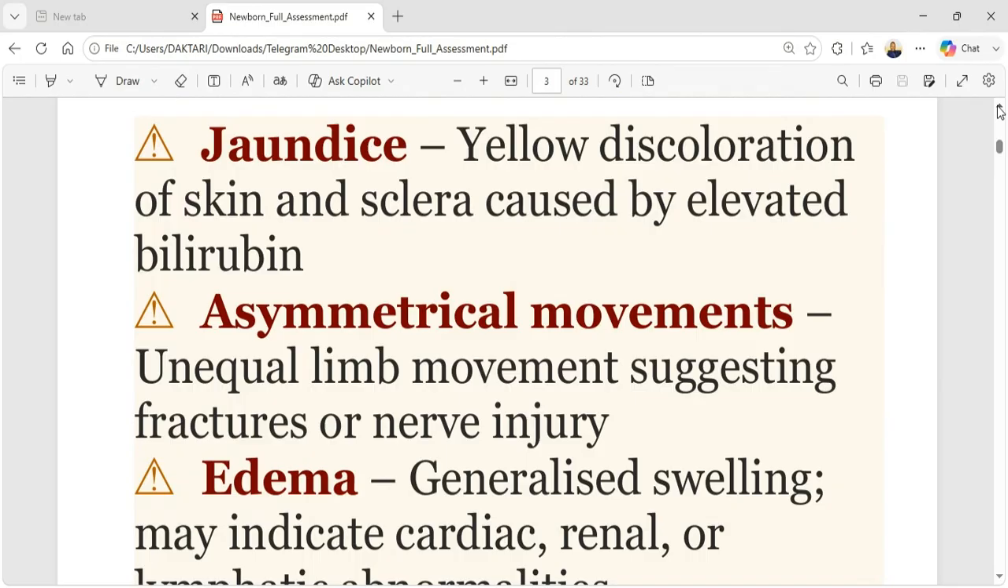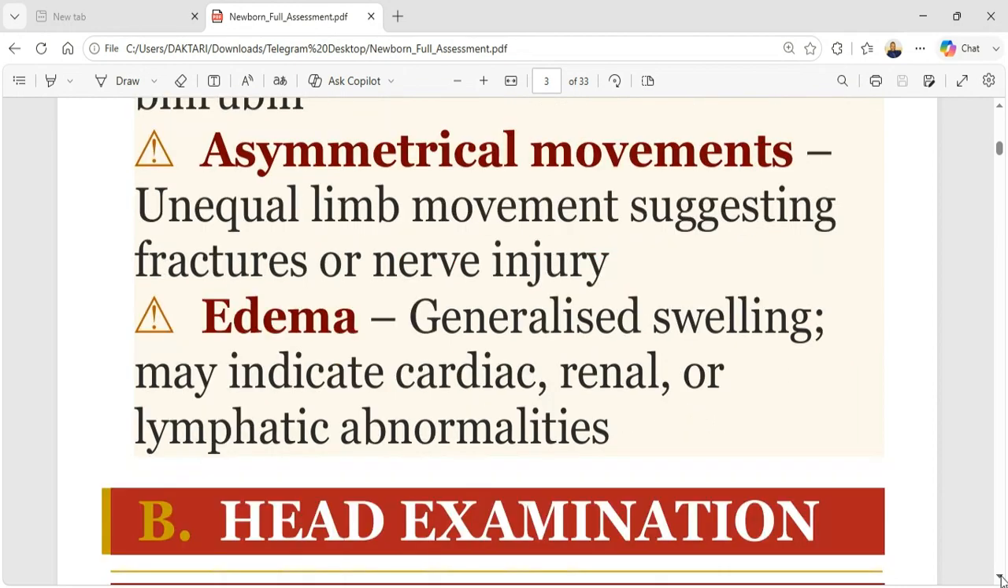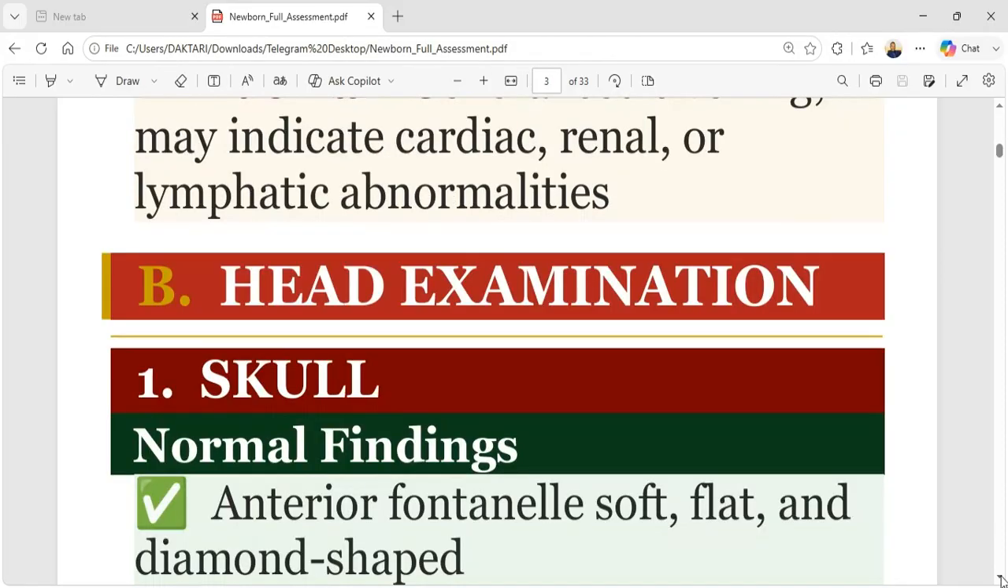we also manage accordingly. So we have asymmetrical movements, unequal limb movements suggesting fracture or nerve injuries. If the baby is trying to raise one hand and the other one is struggling to be raised, so we don't have that symmetrical movement, then that can indicate a nerve injury. Check on the swelling: generalized swelling can be related to cardiac, renal, or lymphatic abnormalities. So we check on the edema, the generalized swelling, call it edema.